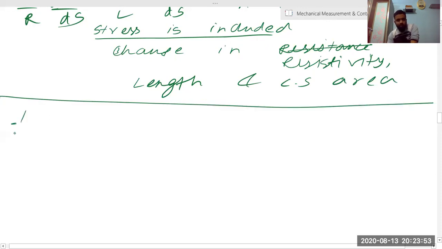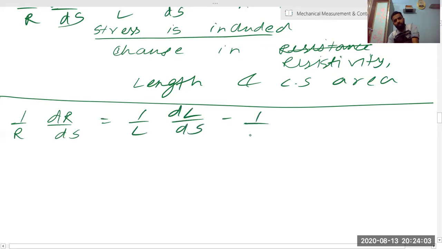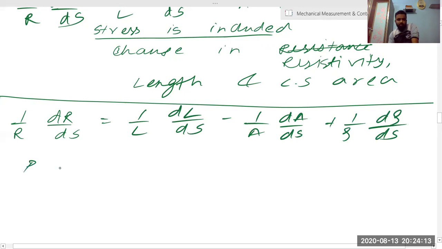Now what I'll do is 1 by R dR by dS will be equal to, I think we got it as 1 by L dL by dS minus 1 by A dA by dS plus 1 by rho d rho by dS. Now I'm going to introduce a factor which is called Poisson's ratio.